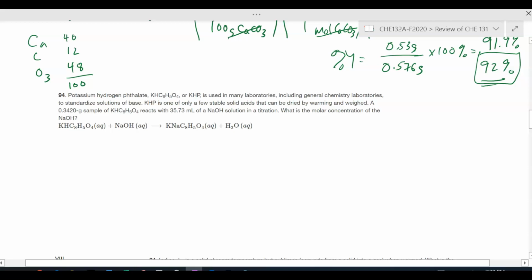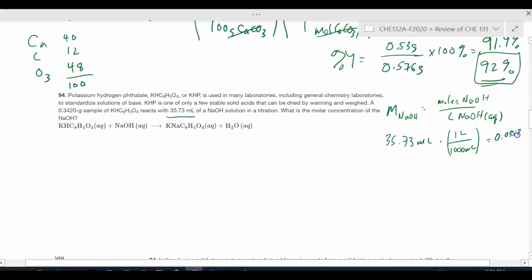Okay, so we want to know the molar concentration. Molarity of NaOH is going to be moles of NaOH over liters of NaOH solution. And we know that this 35.73 milliliters is going to be our volume there. So that's going to be 35.73 milliliters times 1 liter over 1,000 milliliters. That's pretty easy. We just move that decimal point over, so 0.03573 liters. So we know what the number on the bottom is pretty quickly.